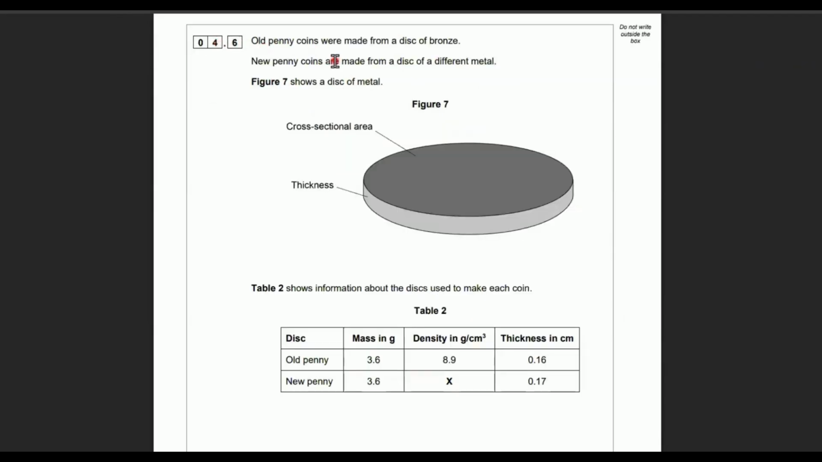Old penny coins were made from a disc of bronze, shown here. New penny coins are made from a disc of a different metal. Figure 7 shows a disc of metal. Cross-sectional area. This might not be the bronze. This might be the new metal. Cross-sectional area and the thickness. Table 2 shows the information about the discs used to make each coin. The old penny had a mass of 3.6 grams, a density of 8.9, and a thickness of 0.16. The new penny had a mass of 3.6 grams, an unknown density, and a thickness of 0.17.